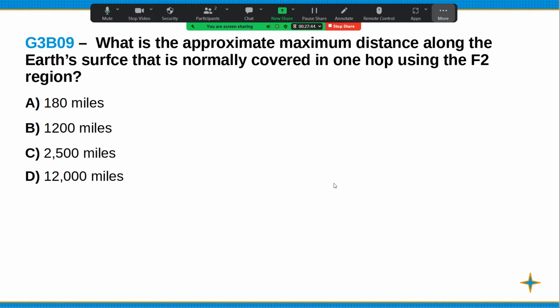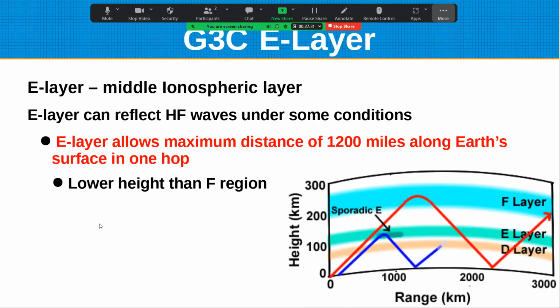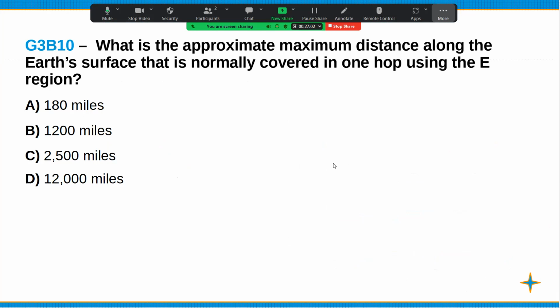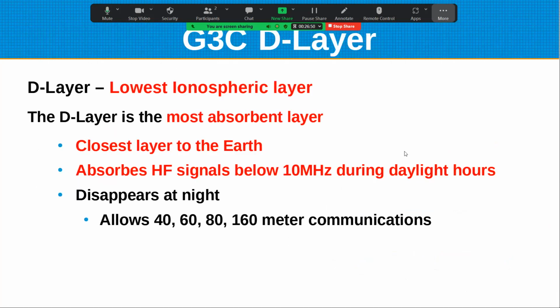What's the approximate maximum distance along the Earth's surface normally covered in one hop using the F2 region? 2,500 miles. Okay, the E layer, where we have what's called sporadic E, it's not very reliable. That's why they call it sporadic. But you can get refraction off of the E layer, and it's up to about 1,200 miles because it's just not as high as the F layer. What is the approximate maximum distance normally covered in one hop using the E region? About half, 1,200 miles.